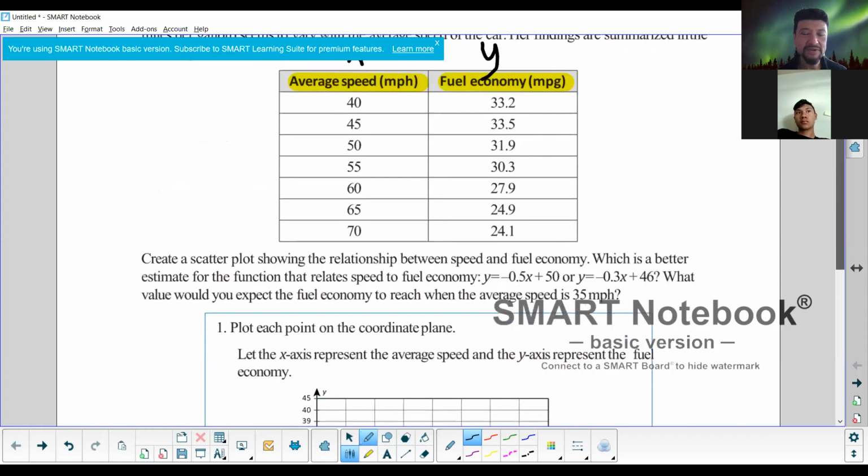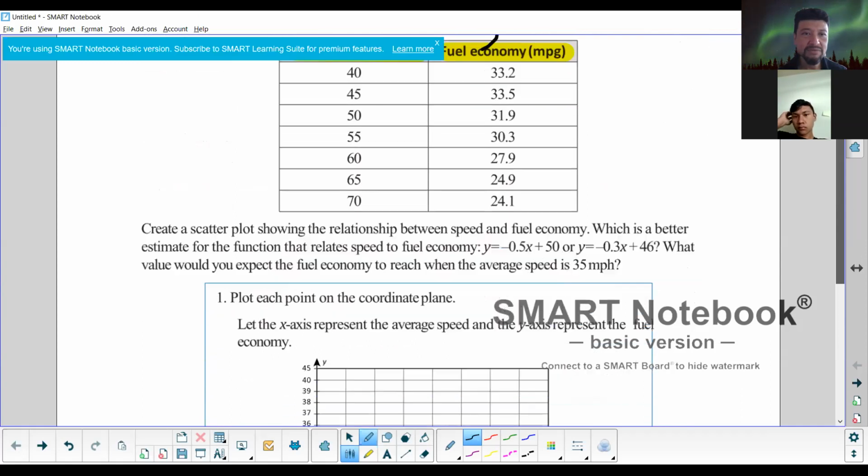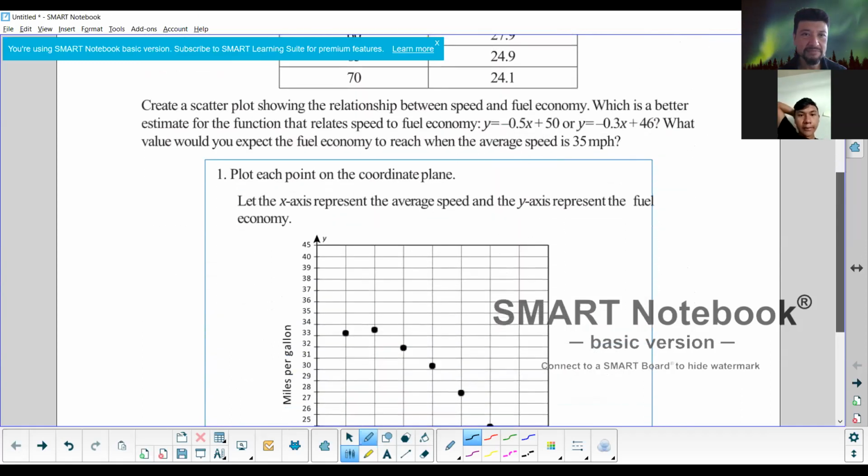Now, Marcus, why don't you go ahead and read the next part right here. Create a scatter plot showing the relationship between speed and fuel economy. Which is a better estimate for the function that relates speed to fuel economy: y equals 0.5x plus 50 or y equals 0.3x plus 46? What value would you expect the fuel economy to reach when the average speed is 35 miles per hour? All right, good. So Marcus, which one do you think is better?